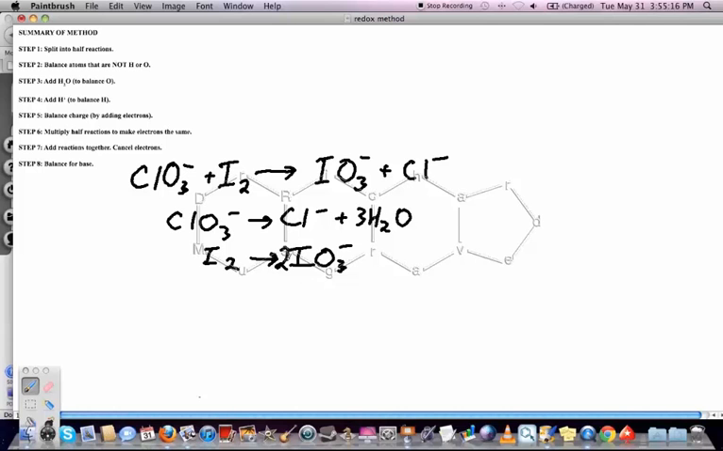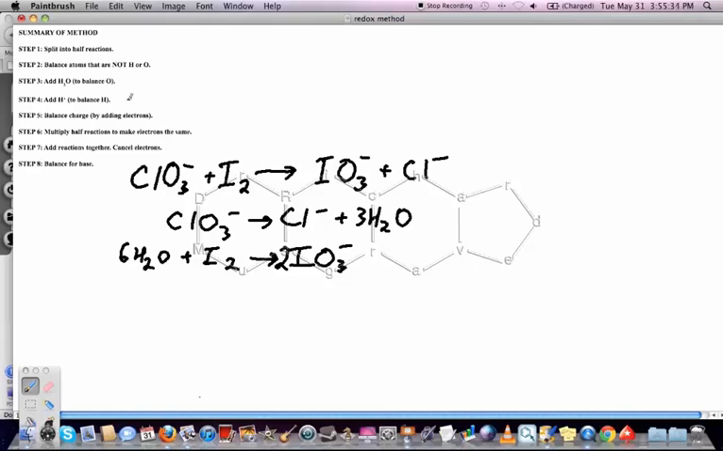This one we've got 2 times 3 is 6. Don't forget this 2 here covers the 3. So this would be 6 H2O on this side. Common mistake is to not see that 2 there. Alright, so that's step 3 handled.